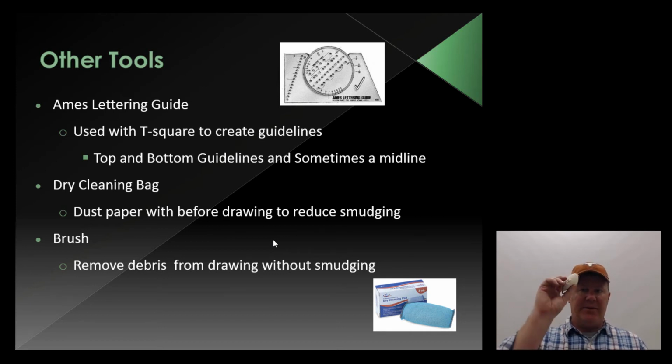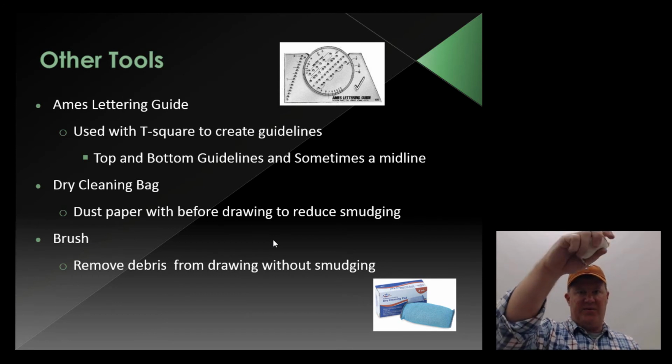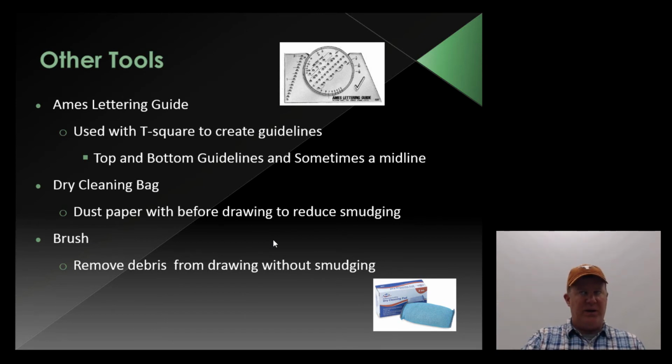Dry cleaning bag. This will prevent the smudging. You can see the dust falling out of it, but what that does is get on your paper and it prevents that smudging when you rub your hands across the drawing. Dust the paper before the drawing to reduce the smudging, and you'll need a brush to remove that debris. You take your dry cleaning bag, throw it down, get the crumbs on it, and if you need to, you just brush it away. So, simple tool.